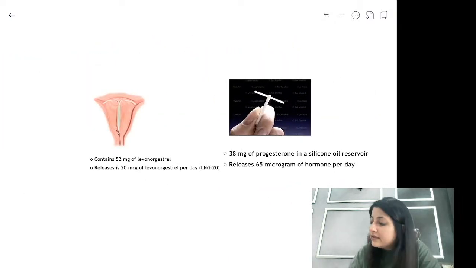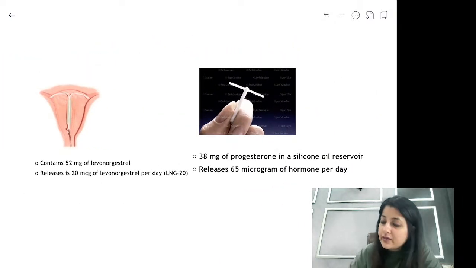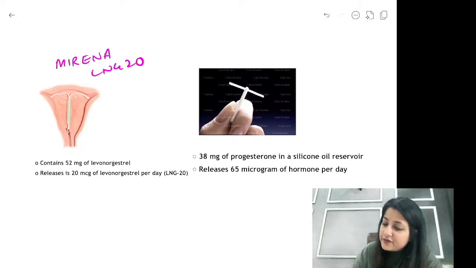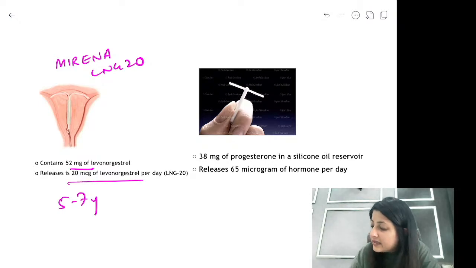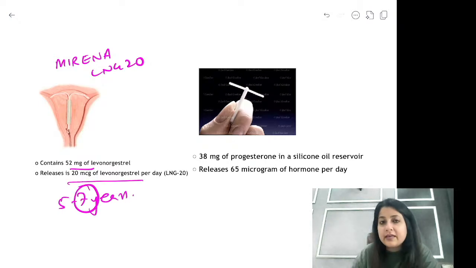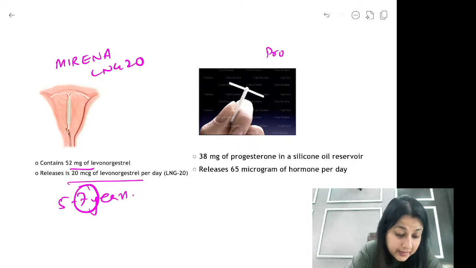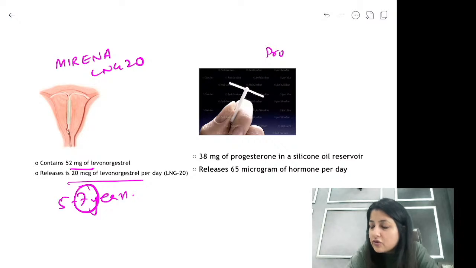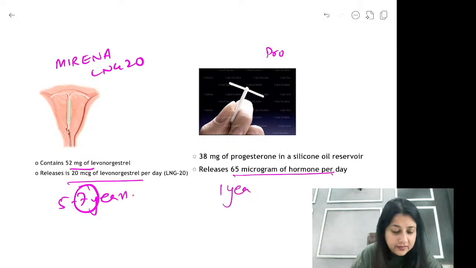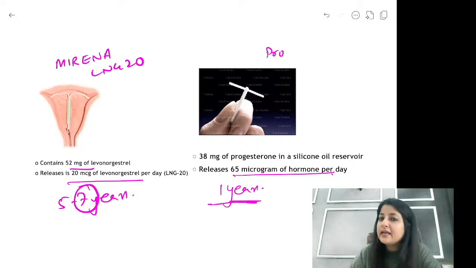But look at this one. These are hormonal containing IUDs. Okay, this is Mirena. कोई भी copper wire नहीं है इसमें. LNG 20. 52 मिलीग्राम लिवोनॉर्जेस्ट्रल होता है, 20 माइक्रोग्राम हर दिन रिलीव करता है. इसका शेल्फ लाइफ has now increased to 7 years. This, as we all know, is Progesta cert. Previous ectopic is relative contraindication. ठीक है, previous ectopic is relative contraindication. And Progesta cert has 65 microgram. The shelf life is 1 year. Okay, all right. ठीक है.